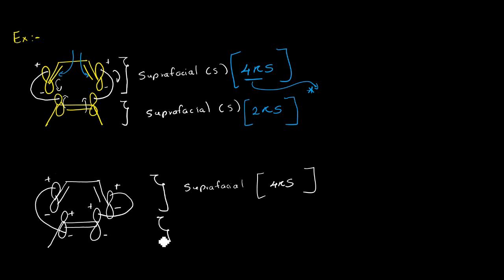Now the trick is here. The trick is on this part. You will see in this case, one interaction is from the positive part while the other is from the negative part. So it's not suprafacial, it's antarafacial. So the symbol would be 2 pi A. 2 pi is the number of pi electrons which are involved in the interaction. Now the A means antarafacial. So this is antarafacial because the two interactions are coming from opposite parts. So this is basically the faciality.